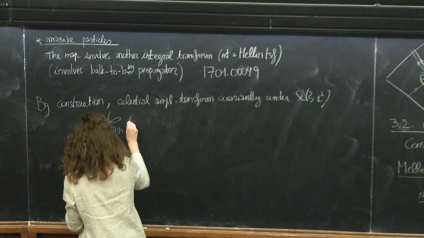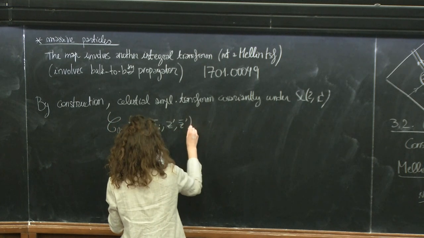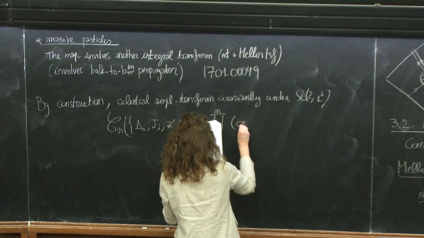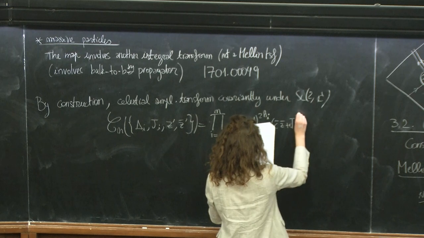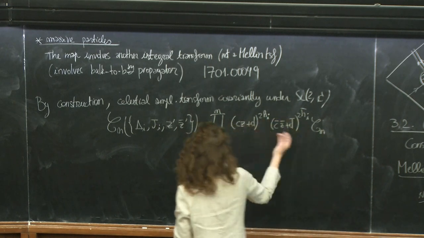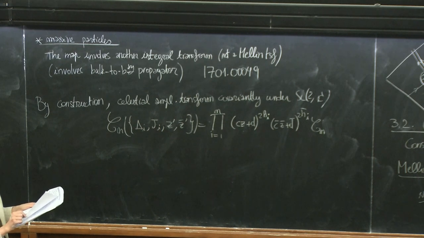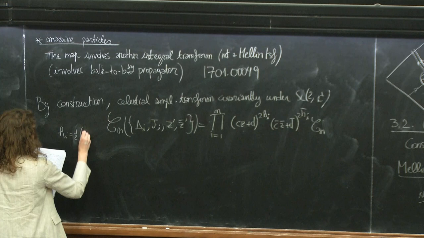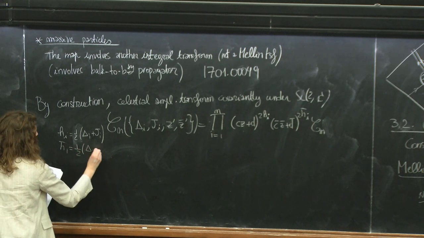This meaning again that if I act with SL2C, by design, I will have an n-point function times these sorts of factors, where the h's are the weights associated to each scatterer. So h_i is, again, just 1/2 delta_i, and h-bar_i is 1/2 delta_i minus J.